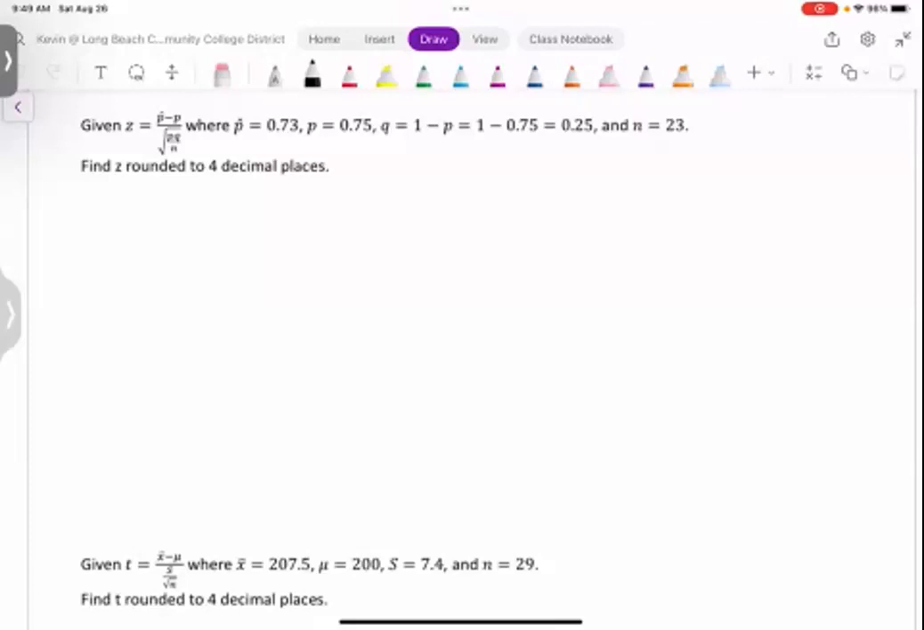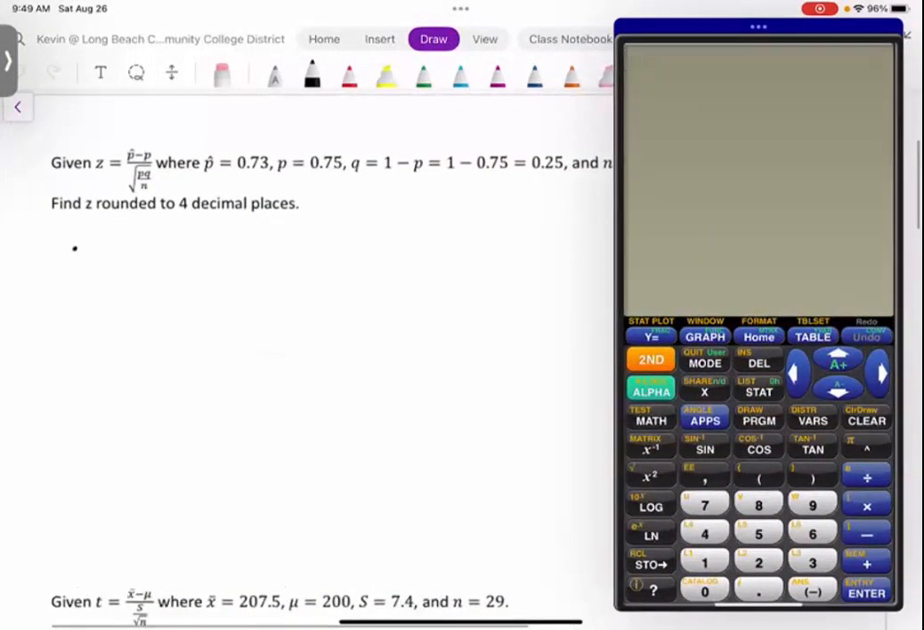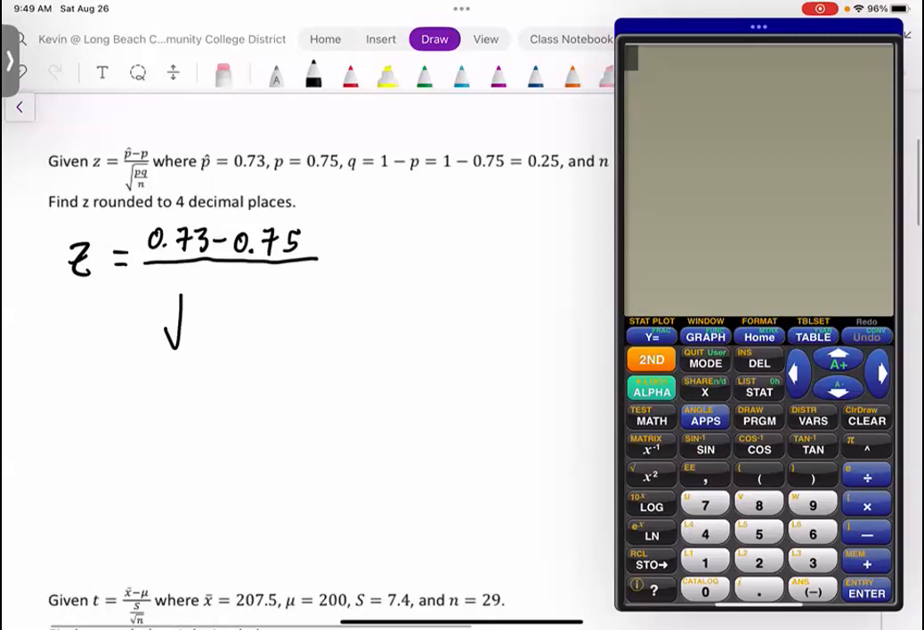So I'm going to put my calculator over here for us. We're going to have that z is going to be p hat, which in this case is 0.73, minus p, which is 0.75. Now, right away, I can see that my z is going to be negative because 0.73 is less than 0.75. Divided by the square root of 0.75 times the complement, which is 0.25, divided by n, which is 23.